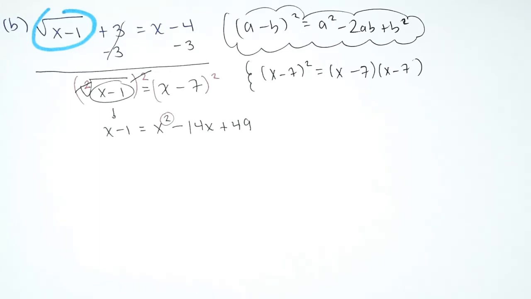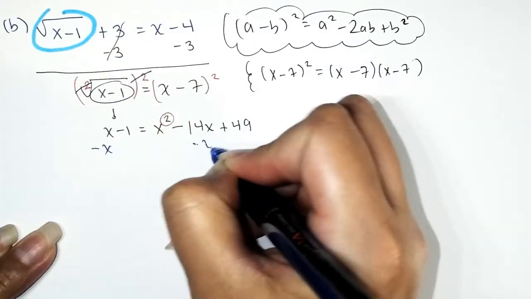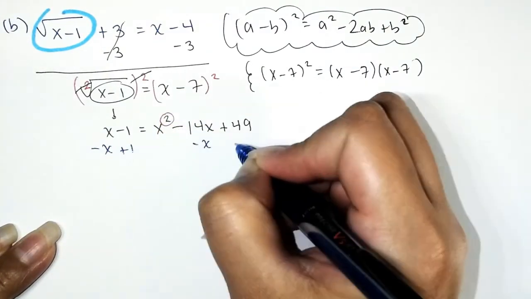When it comes to solving a quadratic equation by factoring, before you can factor, we have to set the equation equal to 0. So let's go ahead and subtract x from both sides, and while we're at it, we'll add 1 to both sides.